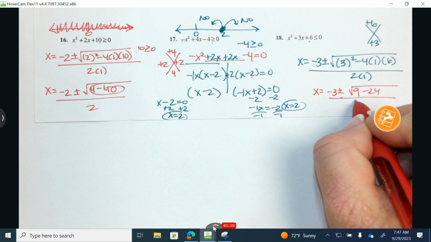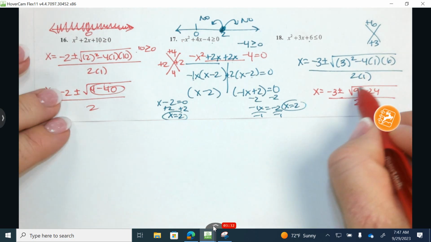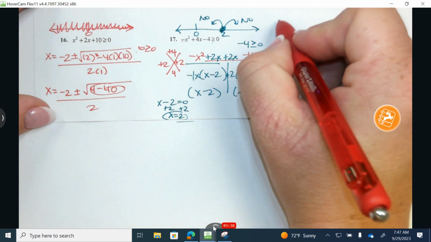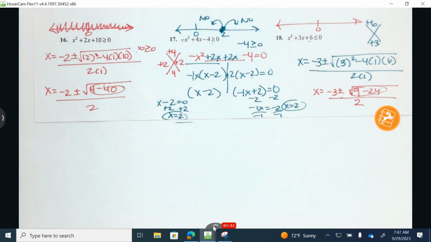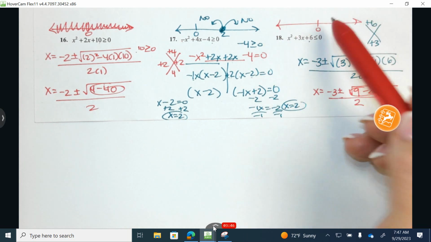And the same thing happens that happened in problem number 16. I have a negative under the square root. You can't take the square root of a negative and get a real answer. That means this will create no critical numbers. So I choose one number like 0. And it will represent everything here. So it will be all shaded or no shaded.